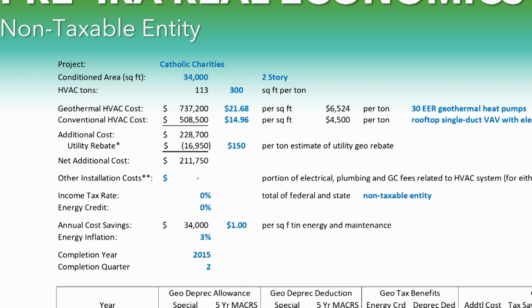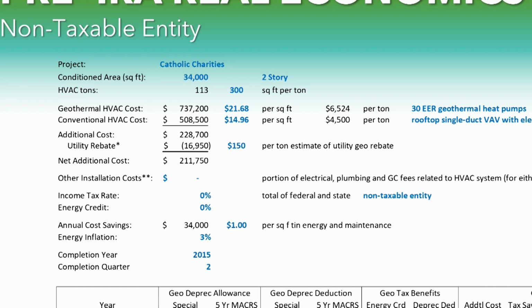This was the cost to install the geothermal system, $21.68 a square foot. There was an absolute hard quote, same bid day, for $14.96 for a rooftop single duct VAV electric reheat. That is like the most common office building system in the U.S.: rooftop VAV to ducted VAV, VAV boxes with reheat.